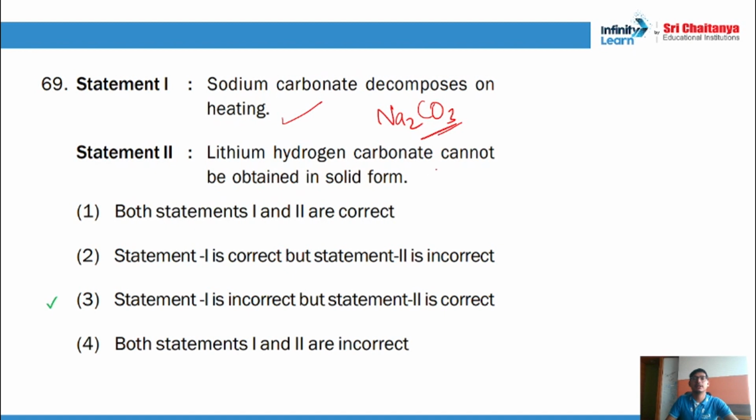Lithium hydrogen carbonate cannot be obtained in the solid form. Yes, in group 1 elements, all the bicarbonates are stable in solid form except lithium, because lithium is a highly polarizing cation. So this becomes a correct answer.